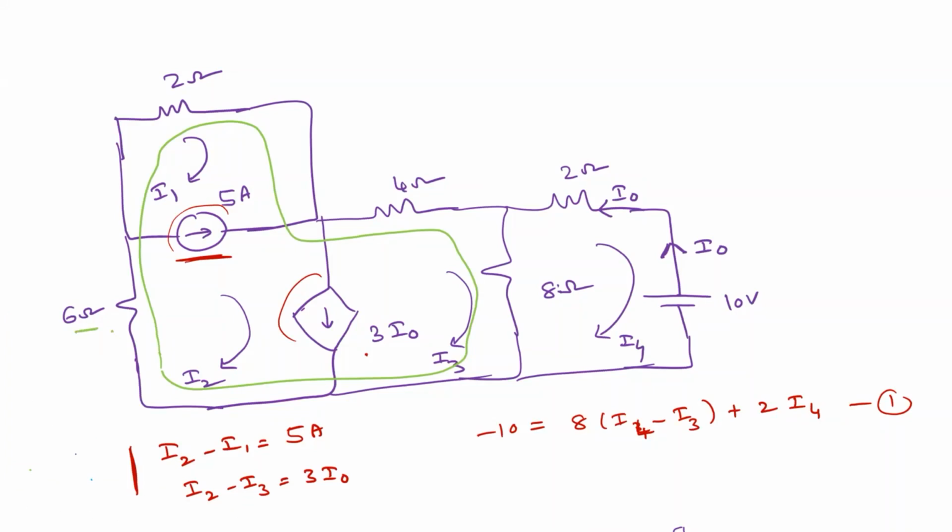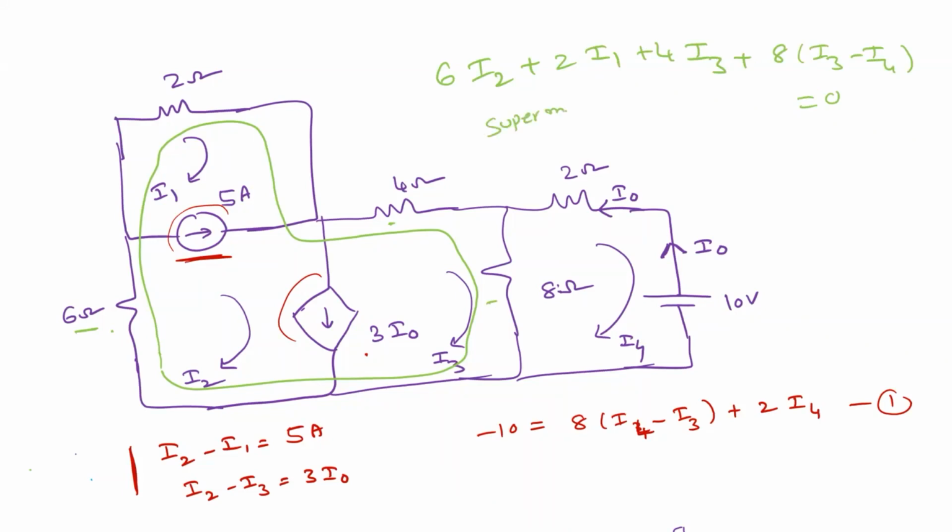Now, what is the current flowing here? Zero. 6 into I2, plus 2 into I1, plus 4 into I3, plus 8 into (I3 minus I4), is equal to 0. There are no voltage sources, so 0. Clear? Yes, sir. So this is the super mesh equation.